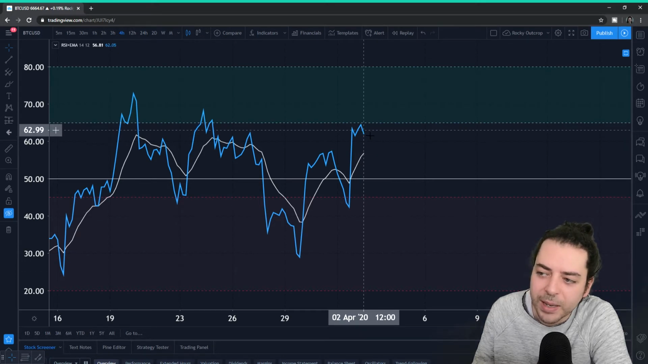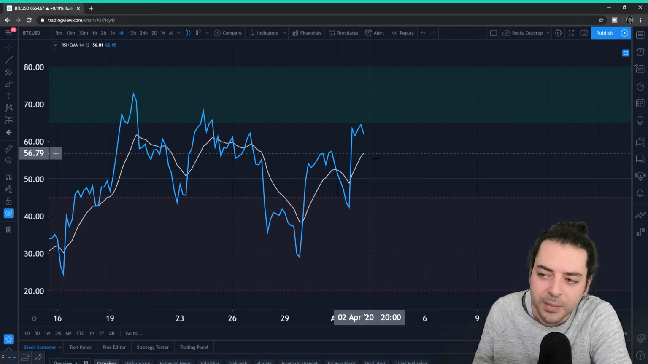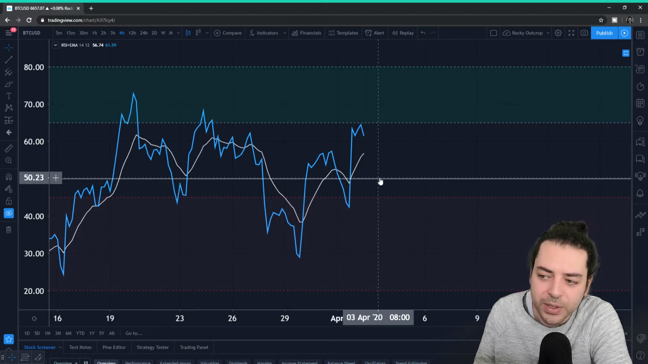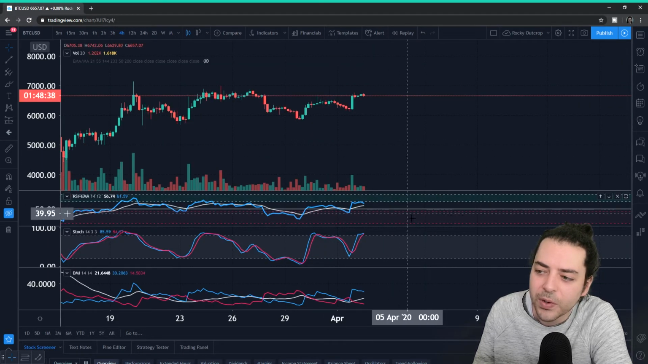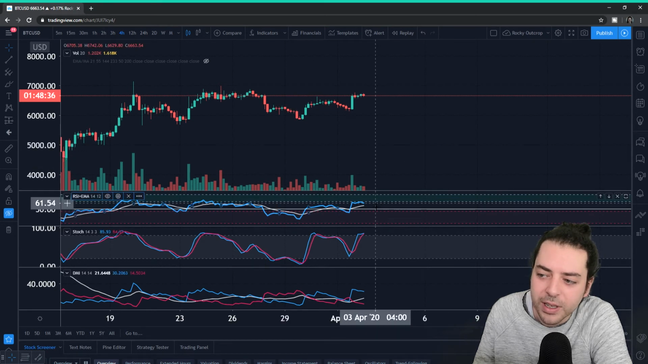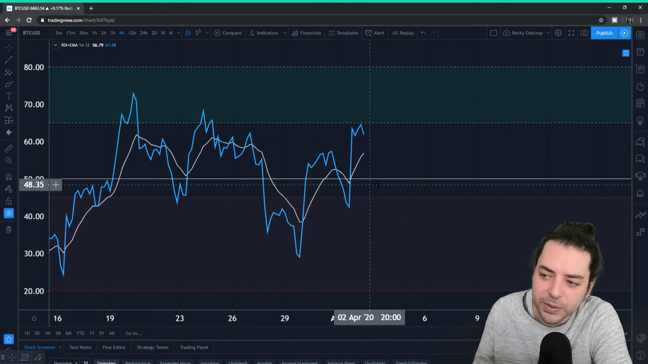So we came up here and tested that, and we've come down since. Could we see it come down and try the moving average here again, and maybe go towards the neutral line? Of course we could. Overall, though, there's no divergence in this chunk of time just here.